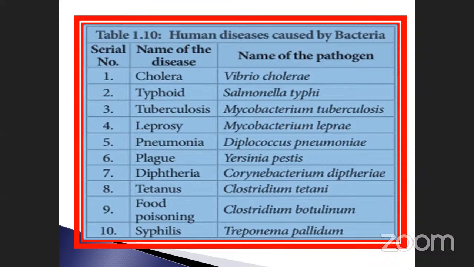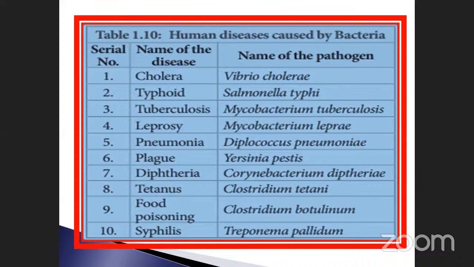Syphilis is also very, very important. Treponema pallidum. Many times they have asked this question. Syphilis is caused by the causative organism Treponema pallidum. Food poisoning, Clostridium botulinum. Tetanus, Clostridium tetani. The plague, diphtheria. These things we will study deeply: which part is affected, how it is identified, and what the symptoms are. We will study that in the later slides.